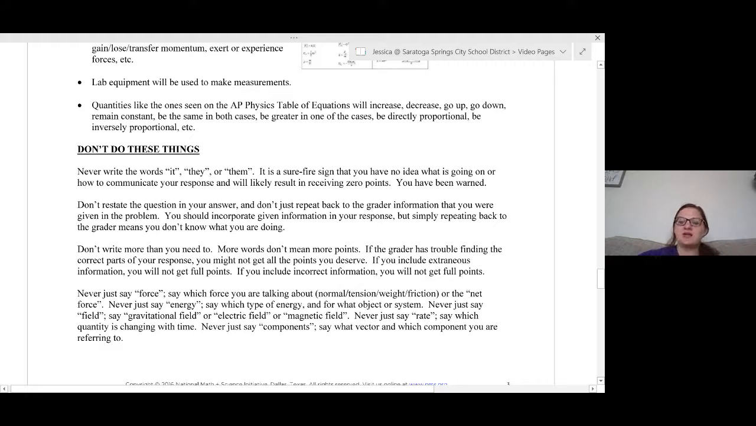So if they start at the same height and they have the same mass, then they have the same potential energy in the beginning, okay? So it's kind of like list the things and then say why it matters, okay? Don't write more than you need to.